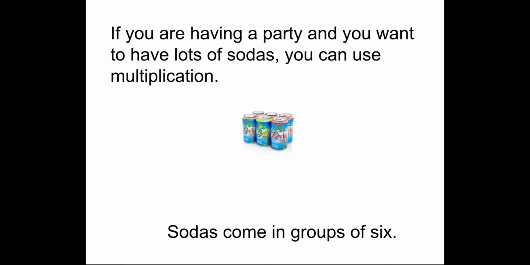If you're having a party and you want to have a lot of soda, you can use multiplication. Sodas come in groups of 6 or packs of 6. You hear sometimes at the store it'll say a 6-pack. Well, this is a pack or a group of 6. And anytime something comes in boxes or groups where there's an equal number in each group or box or pack, we think about it as a group in multiplication.